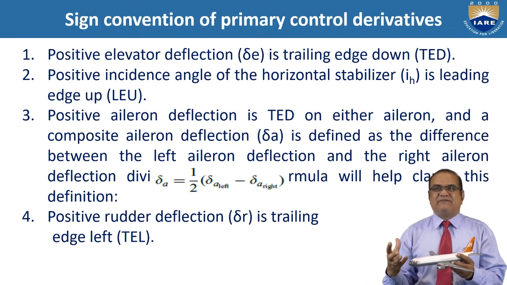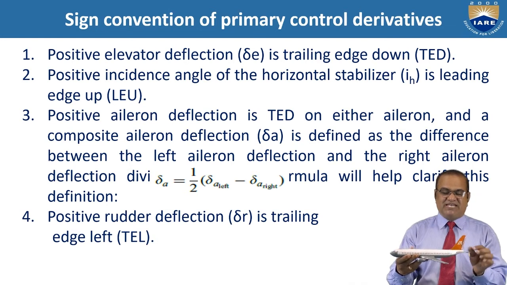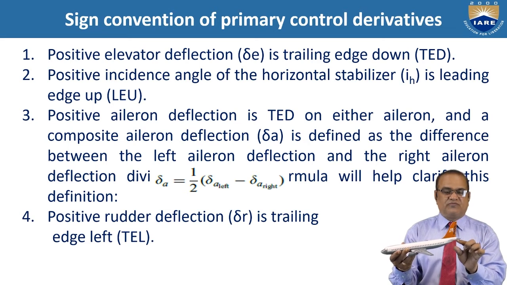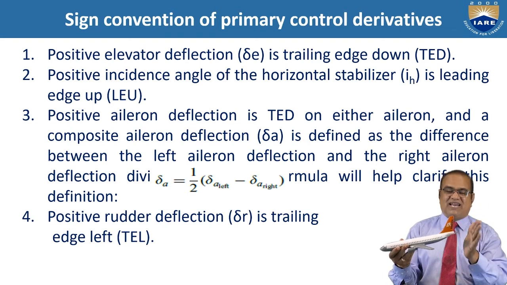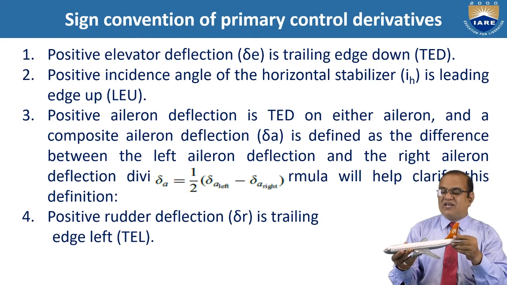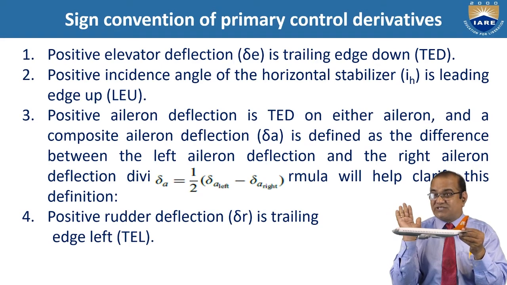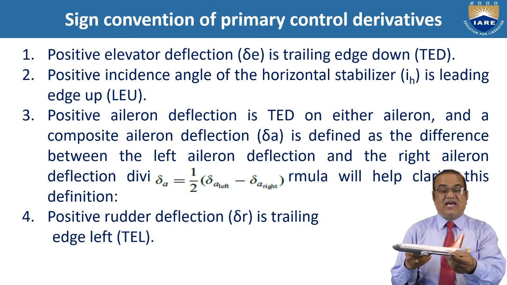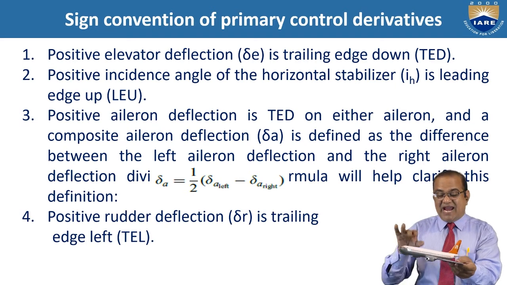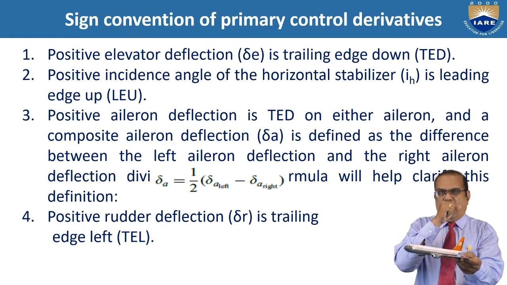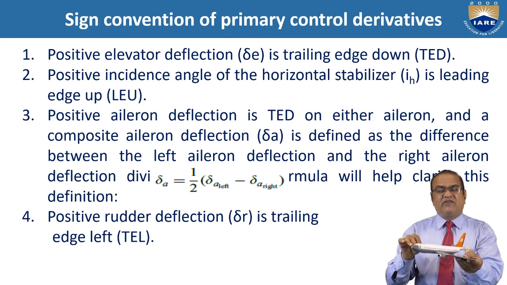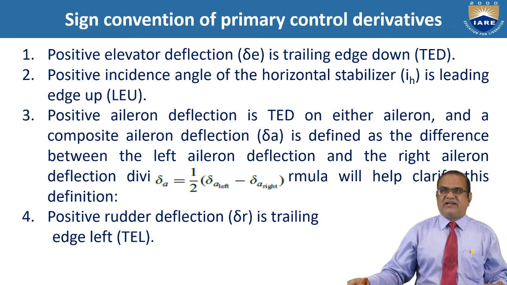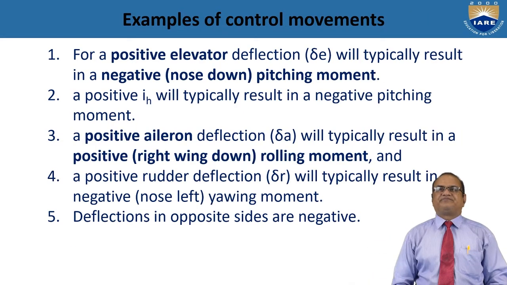So it is very much essential that the first thing is elevator. If the elevator is going down, it is positive. Rudder: if it is going towards the left, the nose will also go left. So if the nose is going towards the left, it is positive. And rolling: if the left is going up, the right wing will go down. So if the right wing is going down, it is a positive aileron deflection. So these are the directions.